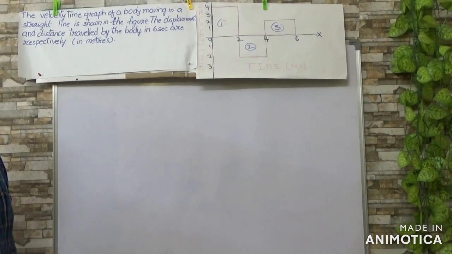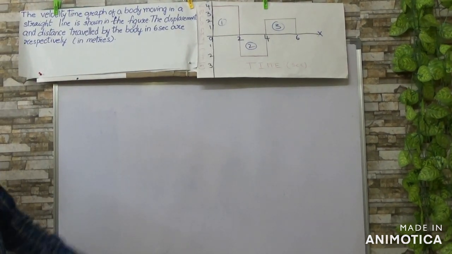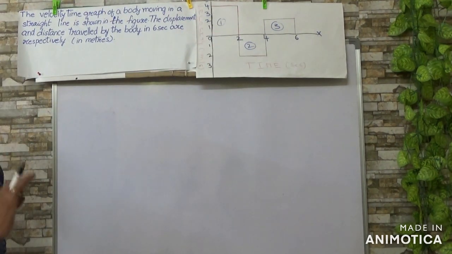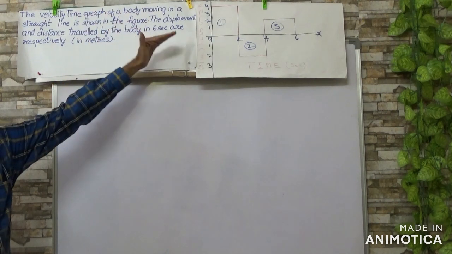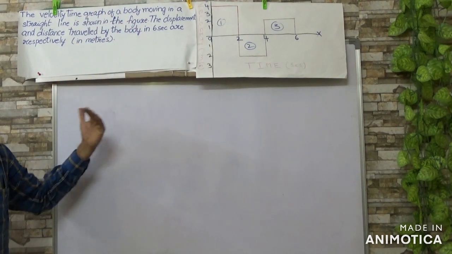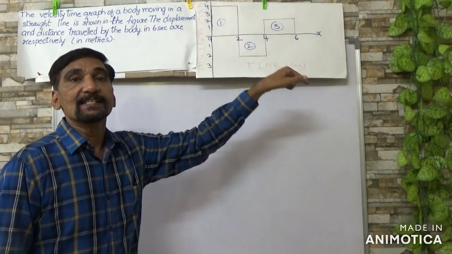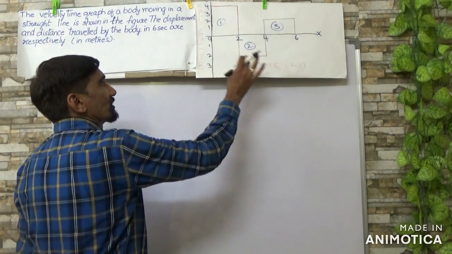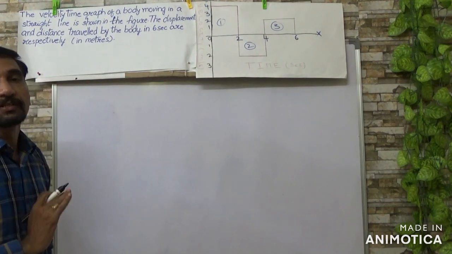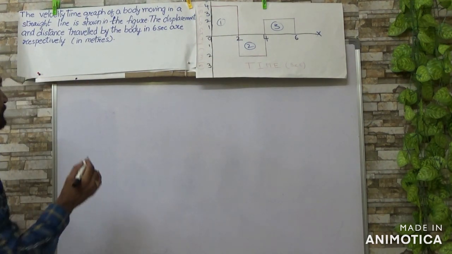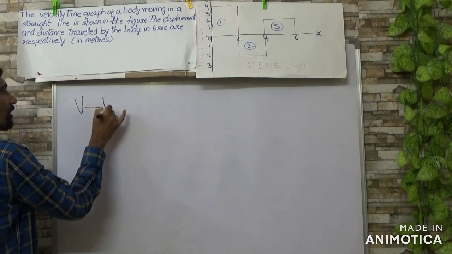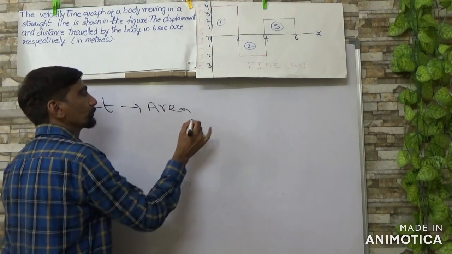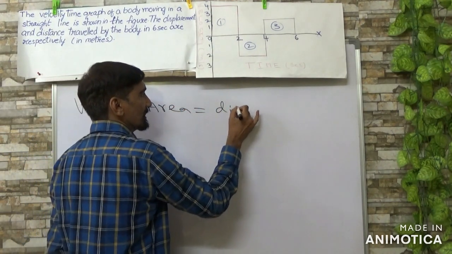Now about the given problem. In the velocity versus time graph, you have been given two questions: find the displacement and distance traveled after 6 seconds. So you know the area of the V versus T graph gives displacement. So the VT graph area is equal to displacement.